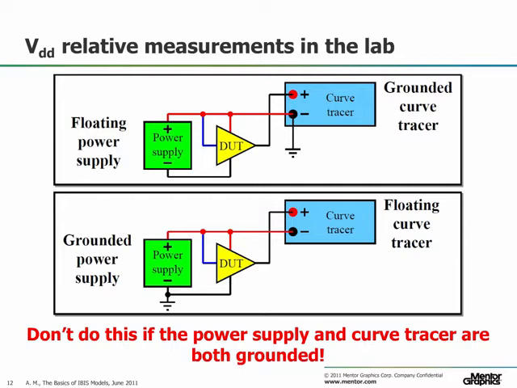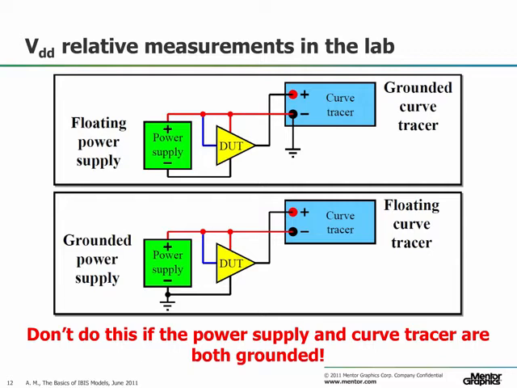However, in a VDD relative measurement, we would like to have the curve tracer's negative terminal, which is the reference for the IV curve, to be connected to the positive terminal of the power supply. You have to be very familiar with the power supply and the curve tracer that you are using for these measurements. Some power supplies or curve tracers have their negative terminals connected to their chassis ground. If you hook them up as shown in these diagrams, you will create a perfect short between the positive and negative terminals of the power supply, possibly causing permanent damage in the equipment.